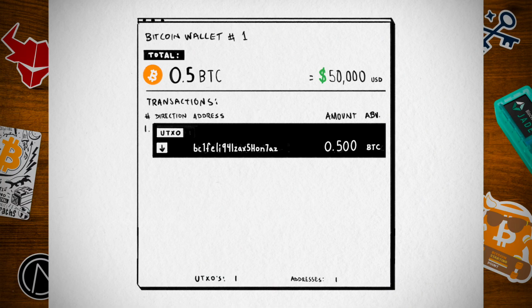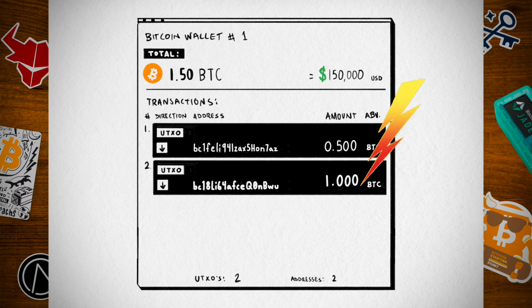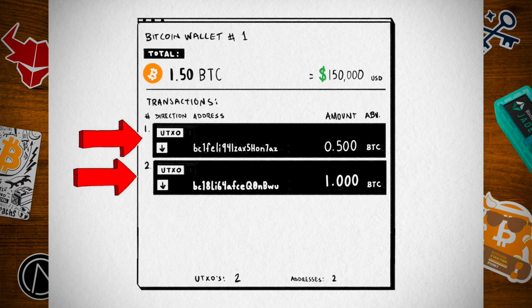Easiest way to think about a UTXO, it's a deposit to your vault. Every amount you receive as a deposit, it stays as that deposit amount until you spend it, hence the unspent part. For example, if you received 0.5 Bitcoin to your Bitcoin wallet, you now have one UTXO and a total of 0.5 Bitcoin. If you received a 1 Bitcoin UTXO or deposit to your wallet, that is another UTXO, and you now have a total of 2 UTXOs, one at 0.5 Bitcoin and one at a full Bitcoin.